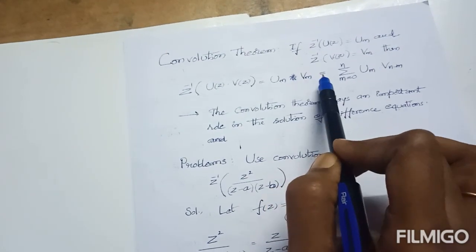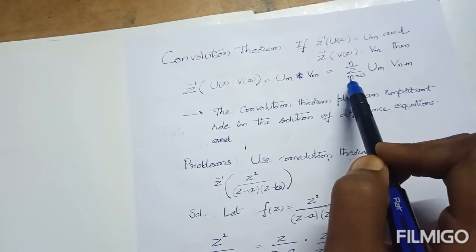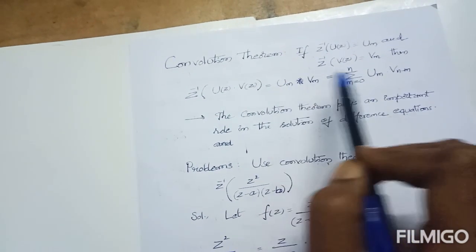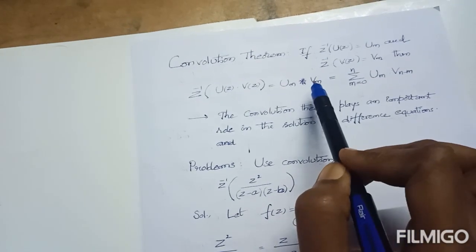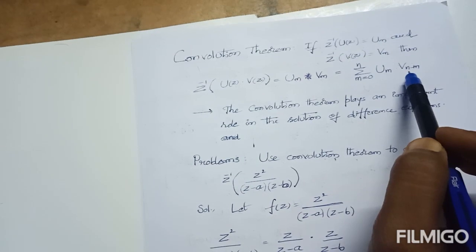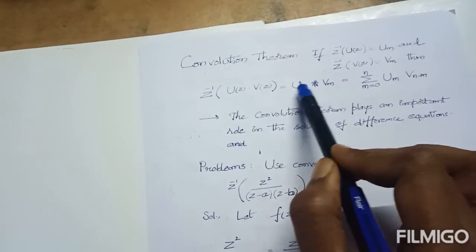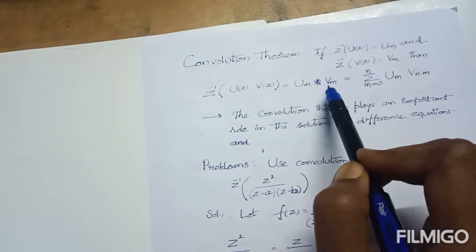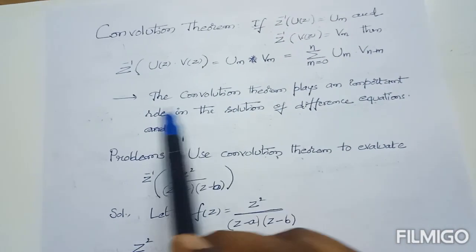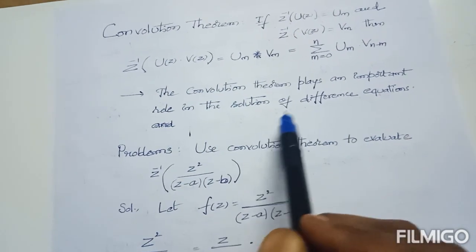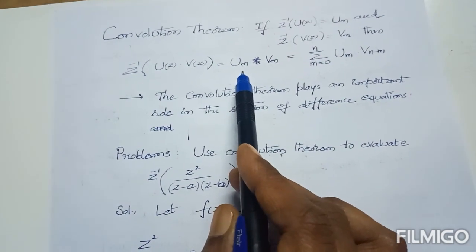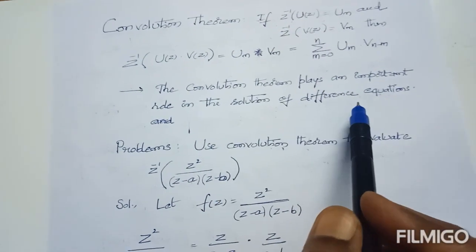The expansion of this operator is the summation of m equals 0 to n. Here the first sequence is as it is, but in place of n the symbol is m. The second sequence is also as it is, but in place of n the corresponding value is n minus m. This is the statement of convolution theorem. The convolution theorem plays an important role in the solution of difference equations. Using this statement we can solve the given difference equation.